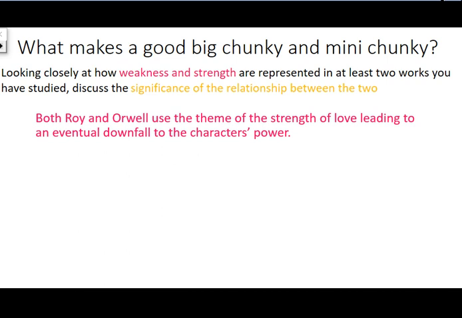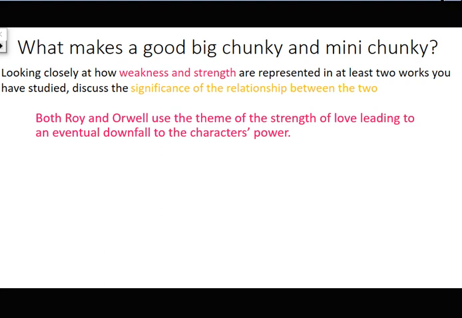character's power. No, that doesn't really make grammatical sense. Sorry, I wrote this when I was very tired. Both Roy and Orwell use the theme of the strength of power which leads, sorry about that, guys, to an eventual downfall in the character's power.